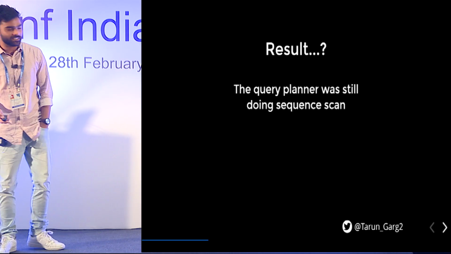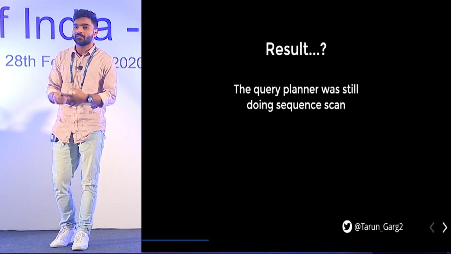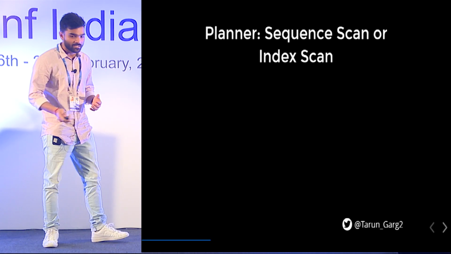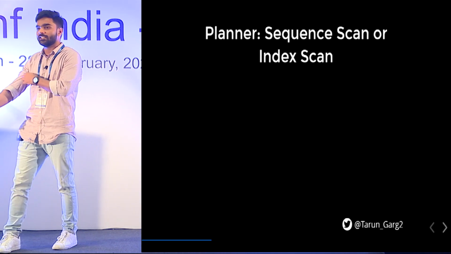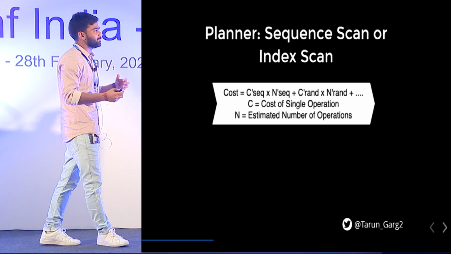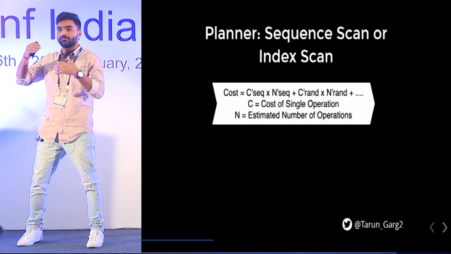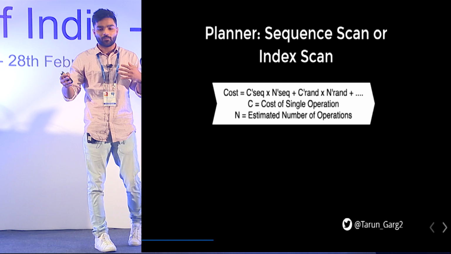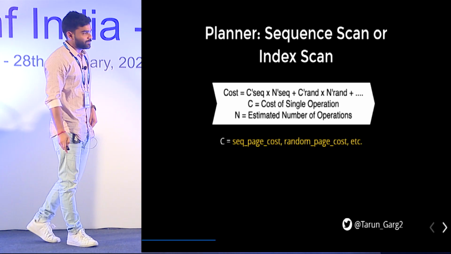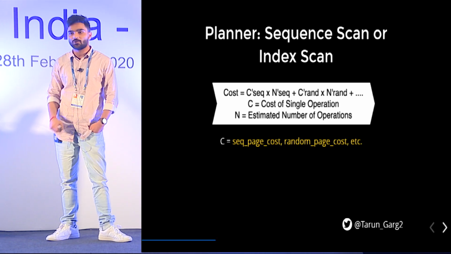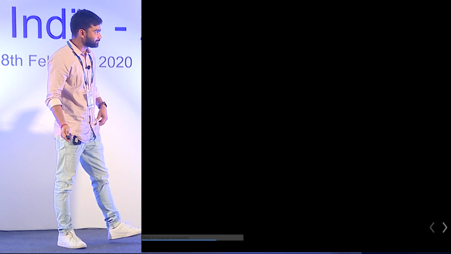Result: after we created the index, the query planner was still doing a sequence scan. We created the index, we created what was needed, we created a B-tree index, but why is the planner still doing a sequence scan? So how does a planner choose whether to use a sequence scan or an index scan? In the planner's terms, everything is related to a cost. And that cost looks something like this: cost of a sequential operation times the number of tuples it needs to read sequentially, plus cost of a random operation times the number of tuples it needs to read randomly, etc. The cost of a sequential operation is denoted by seq_page_cost in Postgres, and the cost of a random operation is denoted by random_page_cost.